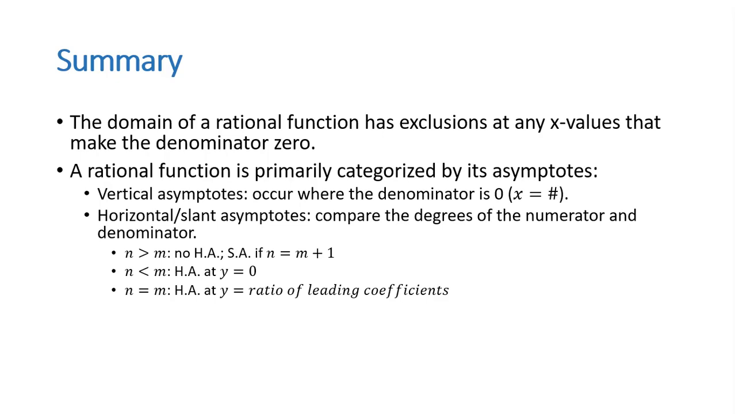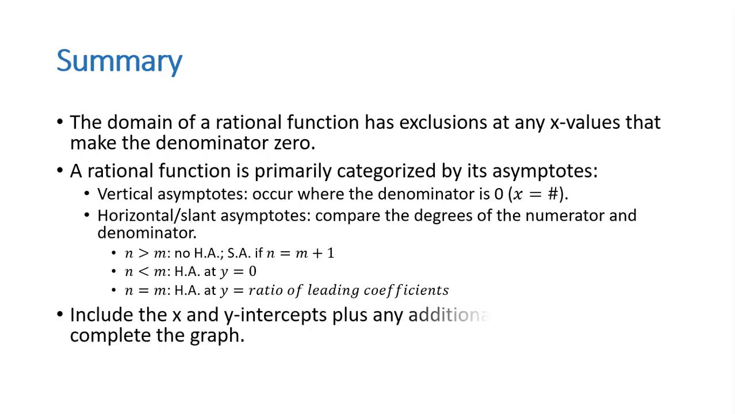So with a horizontal asymptote, we need to make sure we determine where, if anywhere, our graph crosses this particular asymptote. A graph can never cross a vertical asymptote, but it can potentially cross a horizontal asymptote. We also include x and y intercepts. And then once we've graphed all these components, our asymptotes and our intercepts, we determine any additional points we might need to complete the shape of our graph.